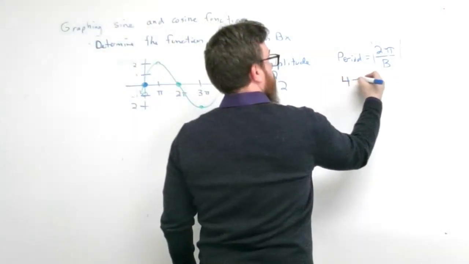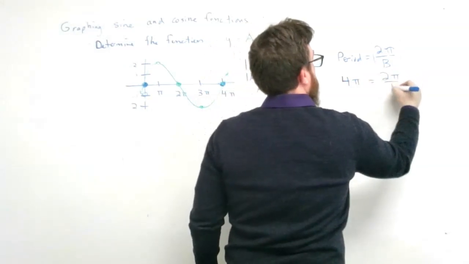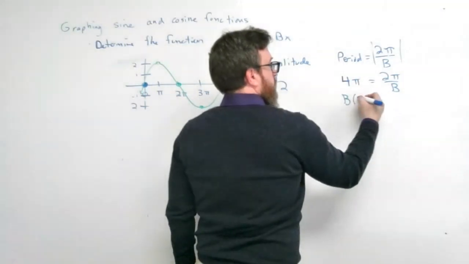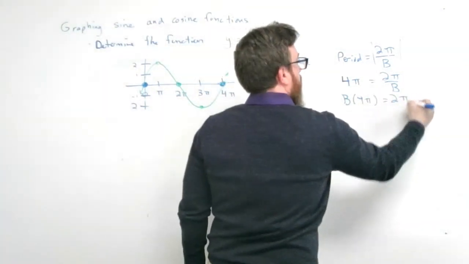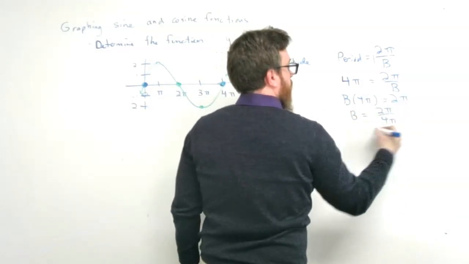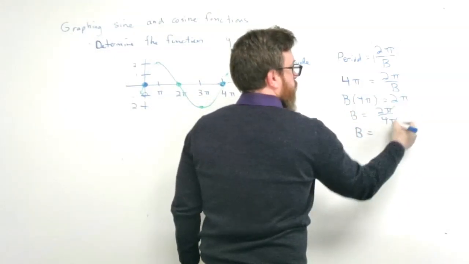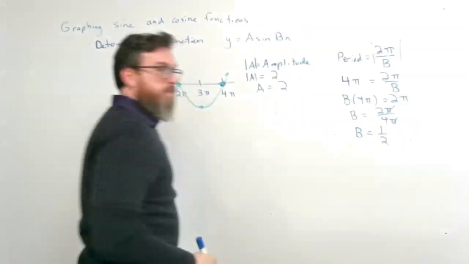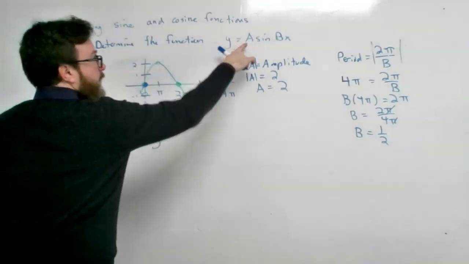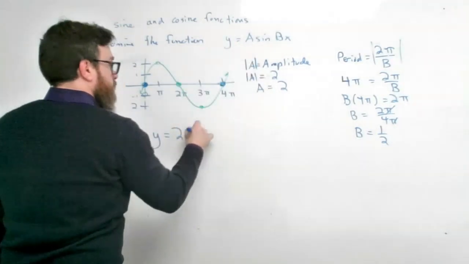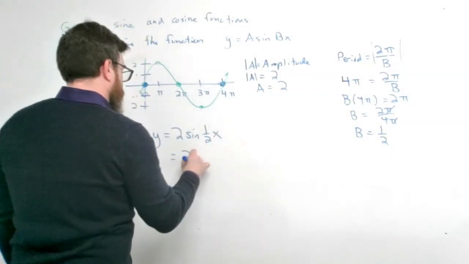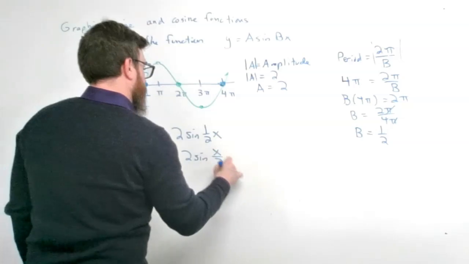So your period is going to be 4 pi is equal to your 2 pi over B. Now solving this for B means I have to multiply by B, so B times 4 pi is equal to 2 pi. And then divided by 4 pi, B is going to be 2 pi over 4 pi. So B is going to simplify to 1 over 2. So the function is going to be y is equal to A, which is 2, sine of B, which is going to be 1/2 times x, or you can say 2 sine of x over 2.